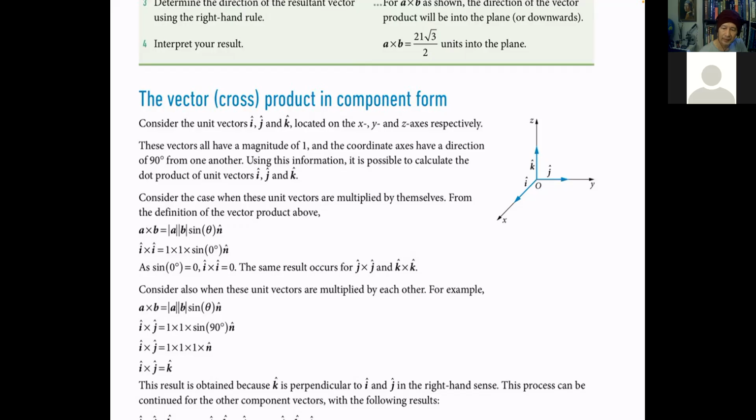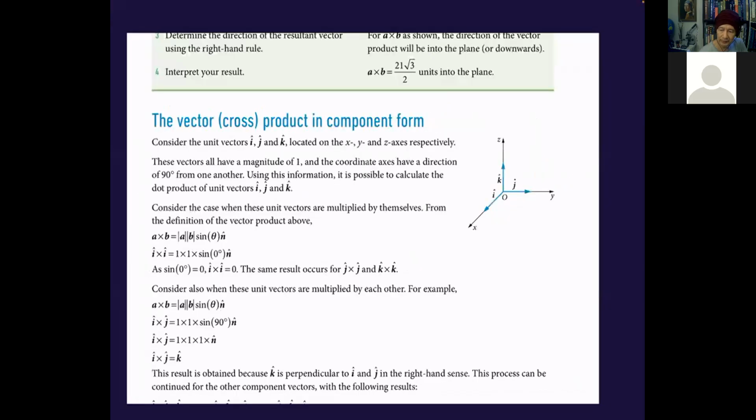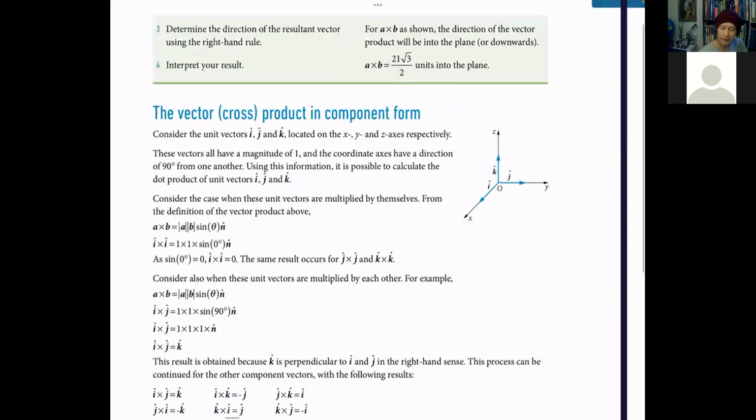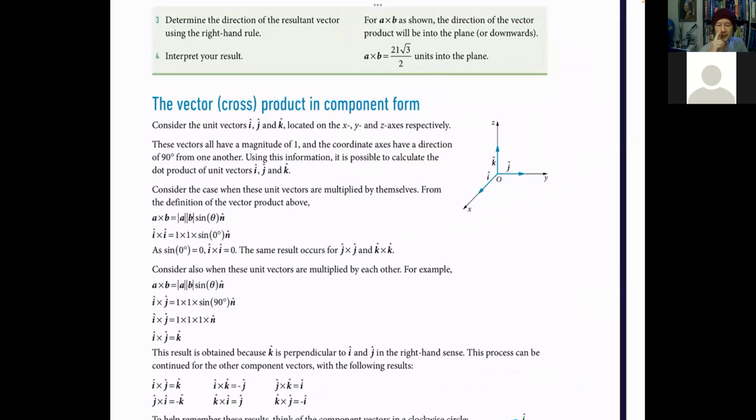Sometimes you get a positive IJK because they follow the right-hand rule. So that will give you the positive K. Otherwise, if you change the order, you get something different. All right.